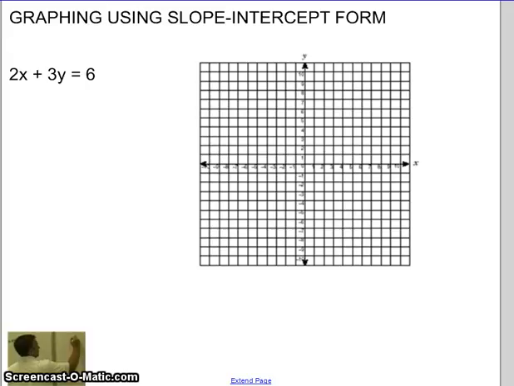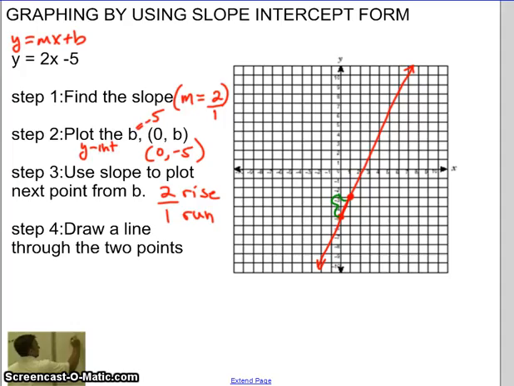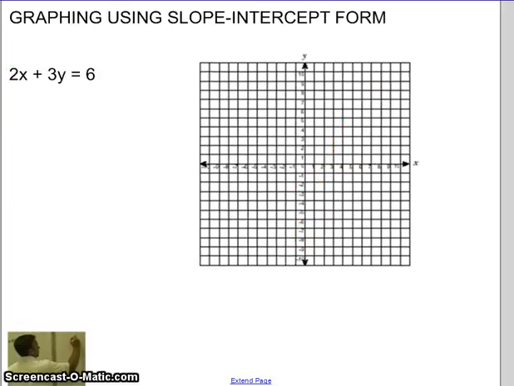Let's look at another example that's not readily written in y equals mx plus b form. The first thing we're going to do is find the slope, but we have to get it in slope-intercept form, or function form, first. So we have to get y by itself, which means we have to get rid of this 2x first.